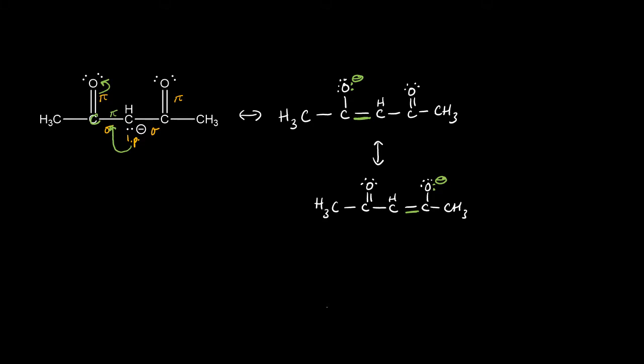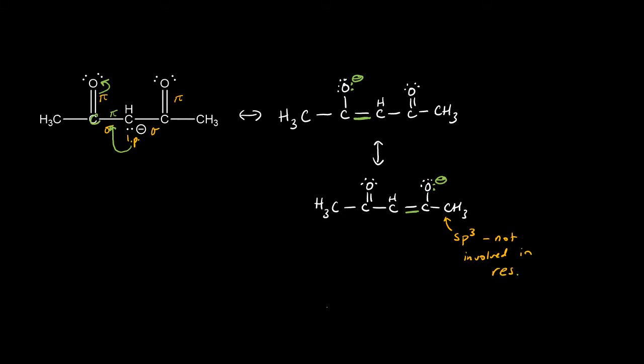One thing to keep in mind, a very important rule for resonance structures, is that we're only involving the atoms that have a p orbital. So these carbons on the end are sp3 hybridized, no p orbital, so these are not involved in the resonance.